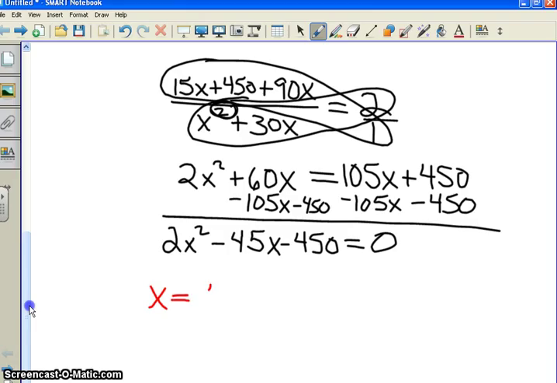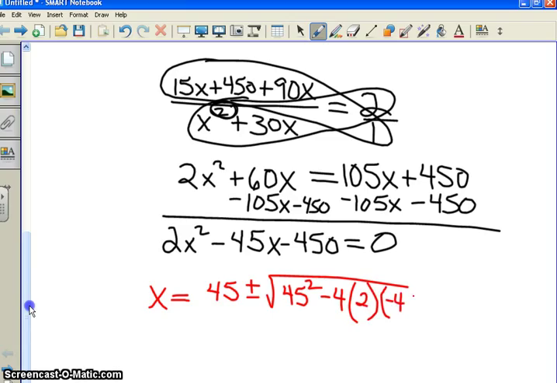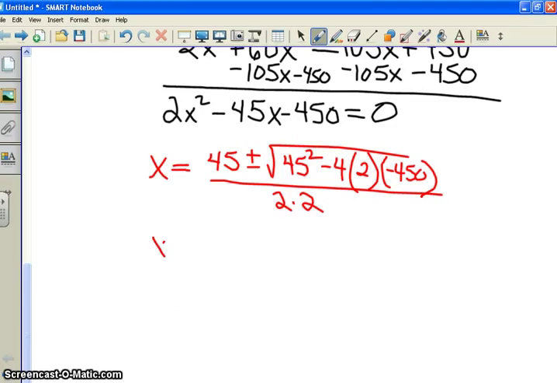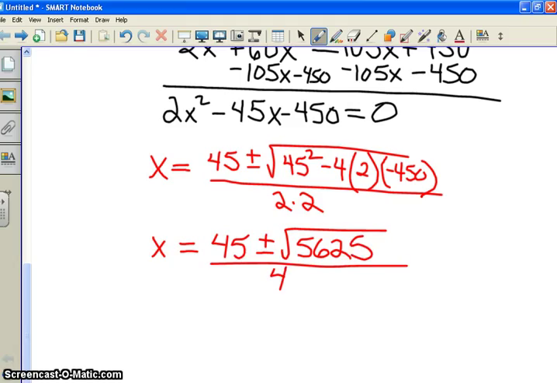x equals negative b, which would be positive 45, plus or minus the radical of b squared, which would be 45 squared, minus 4 times 2 times negative 450, all over 2a, which would be 2 times 2. Continuing to simplify this, the part underneath the radical turns out to be 5,625, and that's still all over 4. The square root of 5625 is 75.